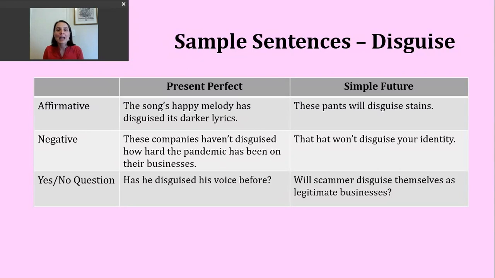Now let's take a look at the simple future. We're going to use will plus our base verb today. This is really common when people are making predictions or offers. And the nice thing here in the affirmative is that our structure is going to be the same no matter what our subject is. So it's always will and then the base verb. Let's look at an affirmative example. These pants will disguise stains.